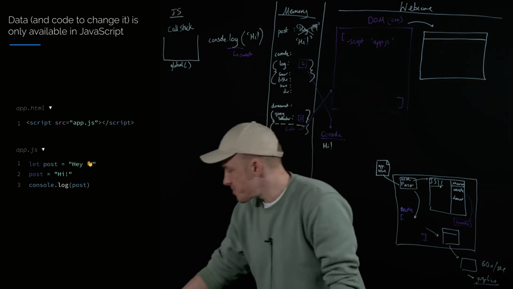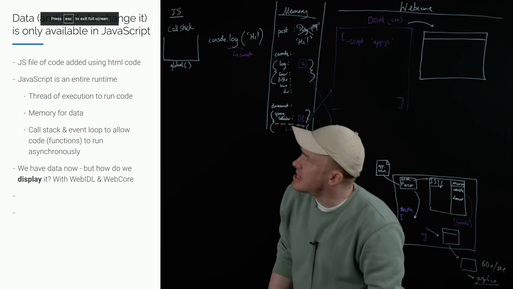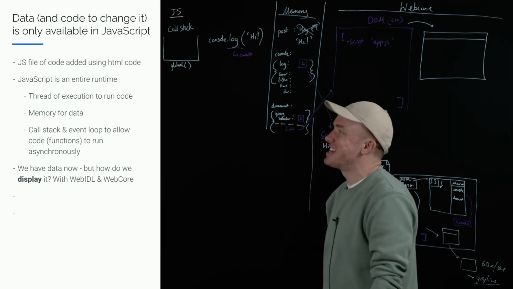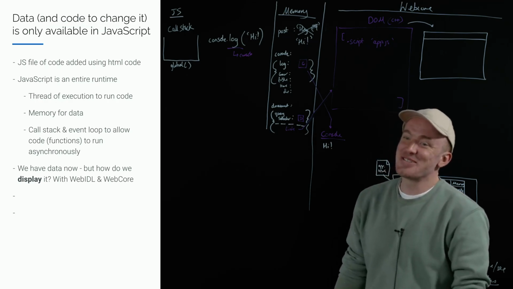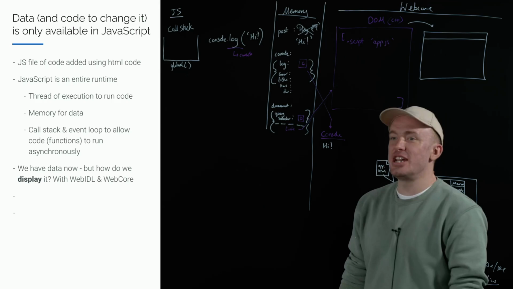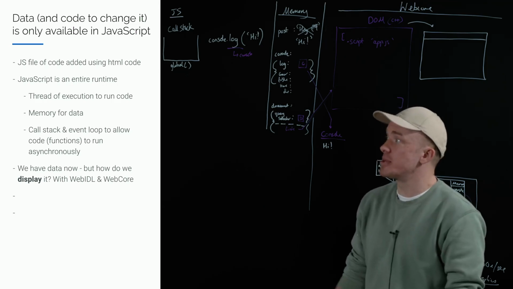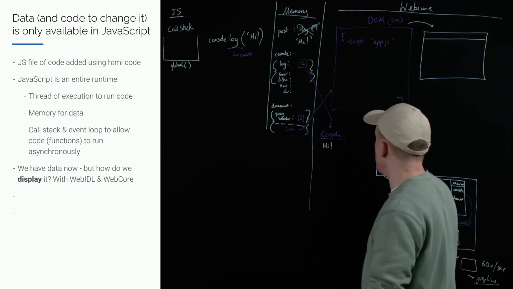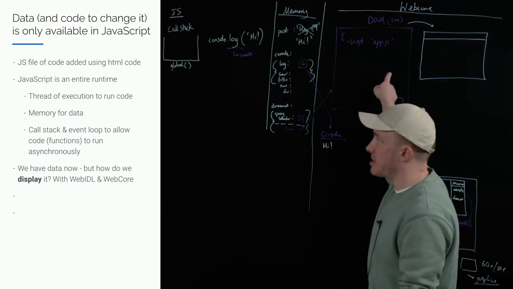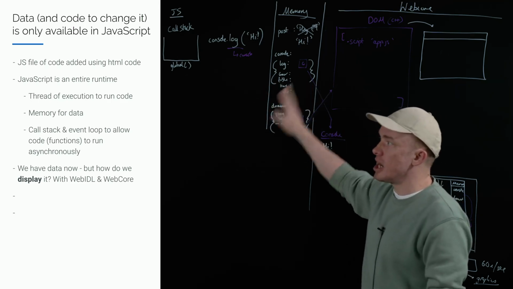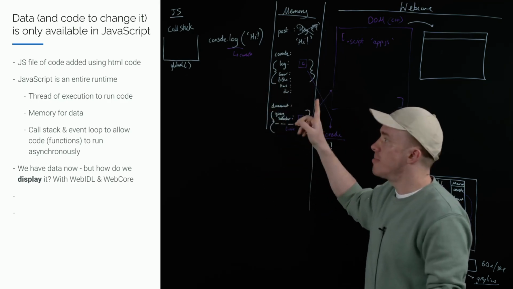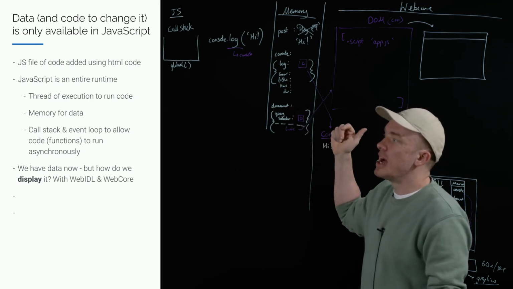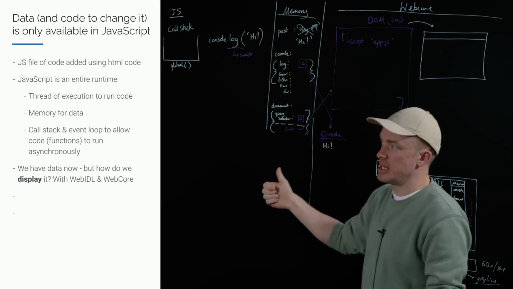Wow. Okay. So, what's it say? Data and code to change it is only available... That wasn't very professional, sorry. Data and code to change it is only available in JavaScript, a JavaScript file of code added using HTML. That's what we did, right? That little script added the JavaScript, which is an entire runtime. It's got thread execution to run code, memory for storing data. It can then execute that code, and it can also have functions run later asynchronously, which is really cool.